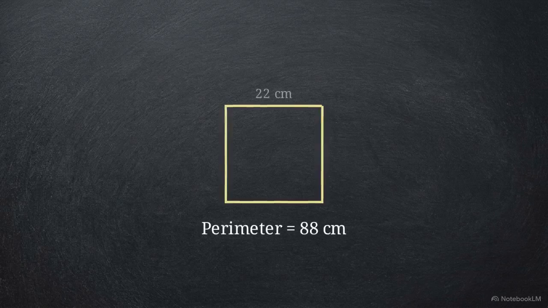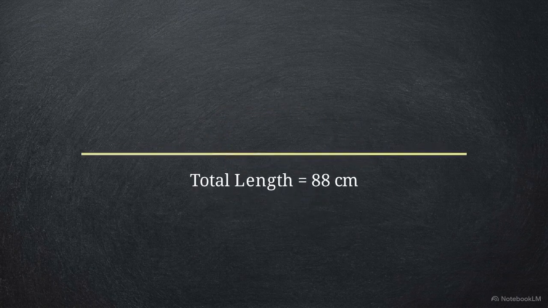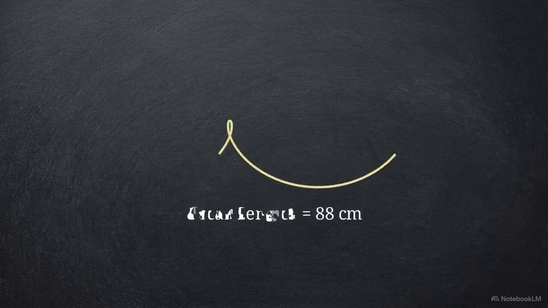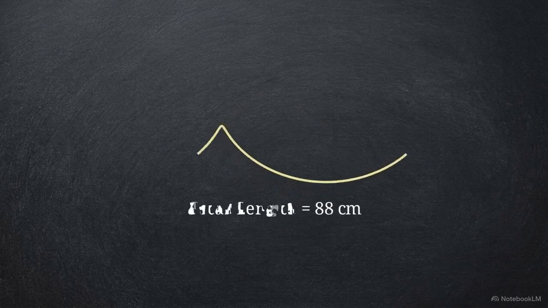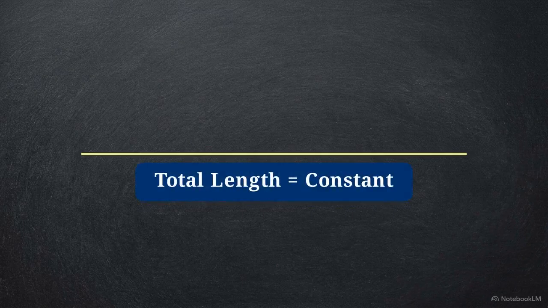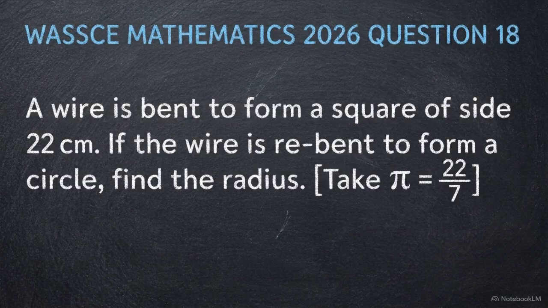Watch this single piece of wire as it unbends from a square and reshapes into a circle. When you bend a wire into a new shape, the physical geometry changes, but the total length of the wire remains exactly the same. This exact physical property drives question 18 from the WAEC 2026 mathematics paper.